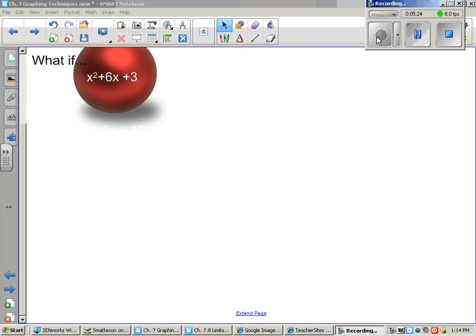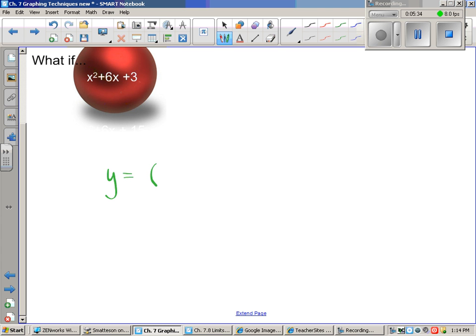What I would like you to do is come with your own completing the square. Let's say I have y equals x squared plus 10x minus 2. I would like you to complete the square of that equation for tomorrow.